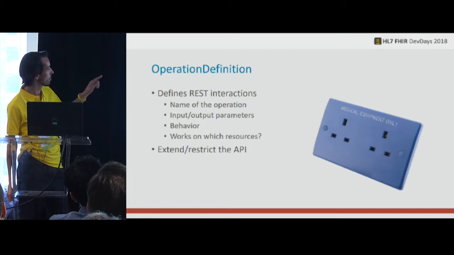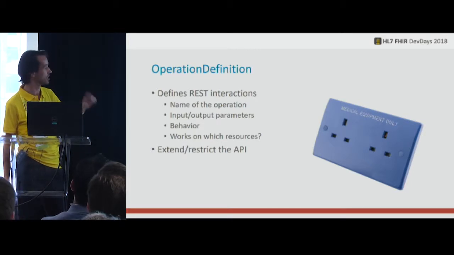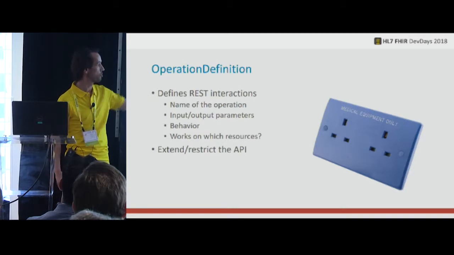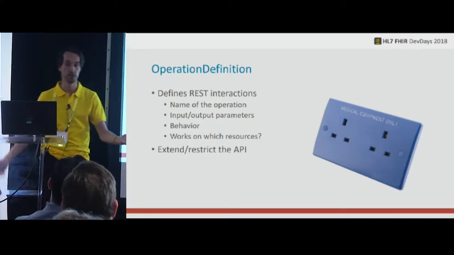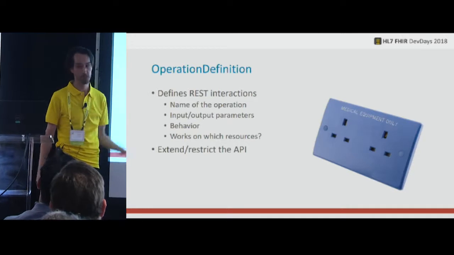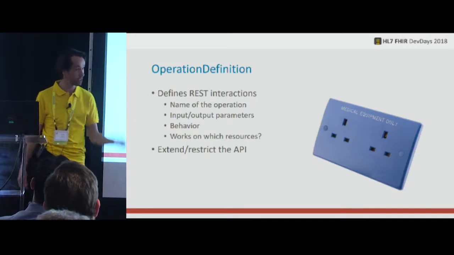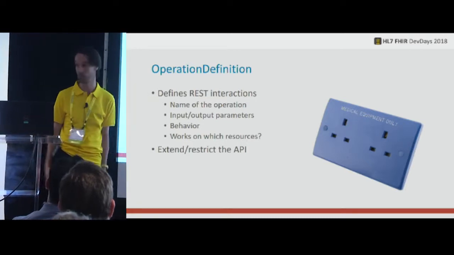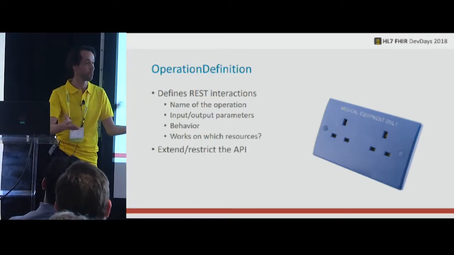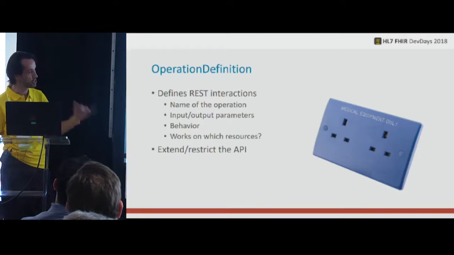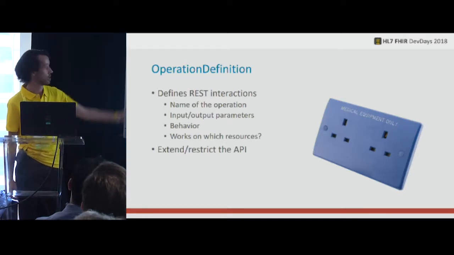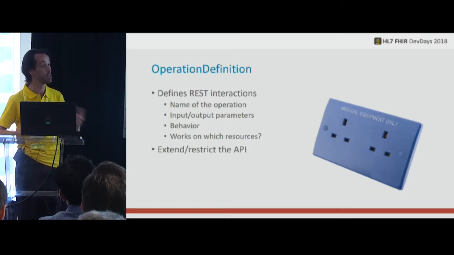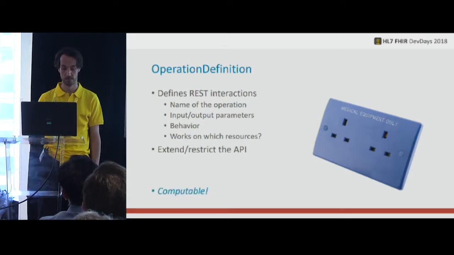A little less important, but operation definition, it's simpler, but still, what's the name of the operation? We have a read, input-output parameters. I need a patient ID, for example. Behavior: if you send me an ID, I'm going to give you back the patient resource that's associated with that ID. Clear cut. Works on which resources? Well, this is on patient. So very simple. And all the operations that a server supports are expressed by means of operation definition. So you can get a list, enumerate them, and reason about them. Again, computable.